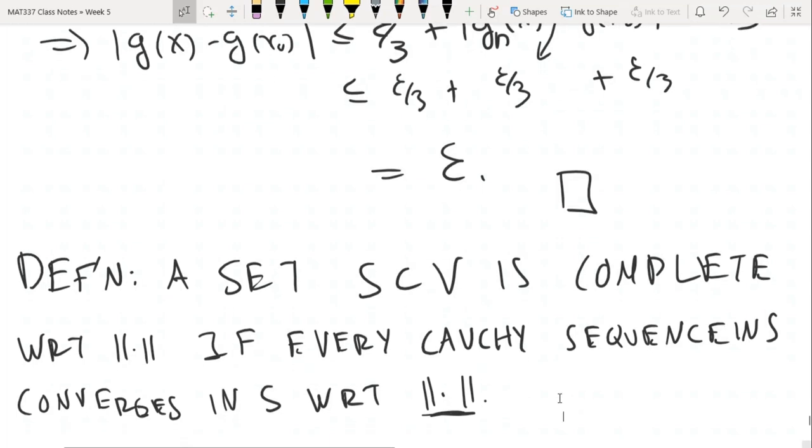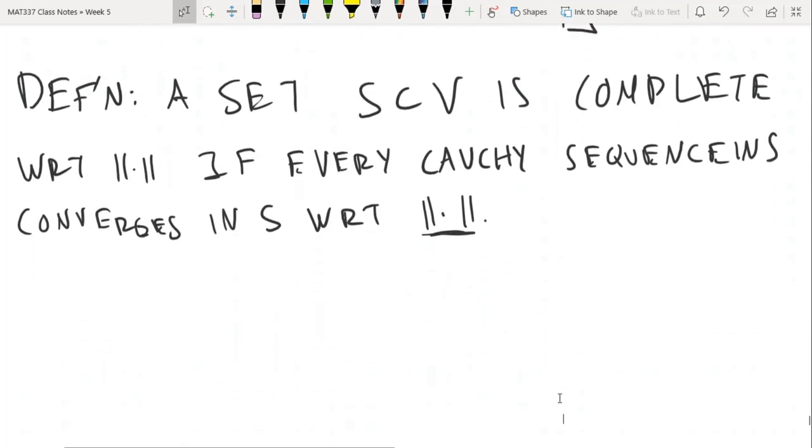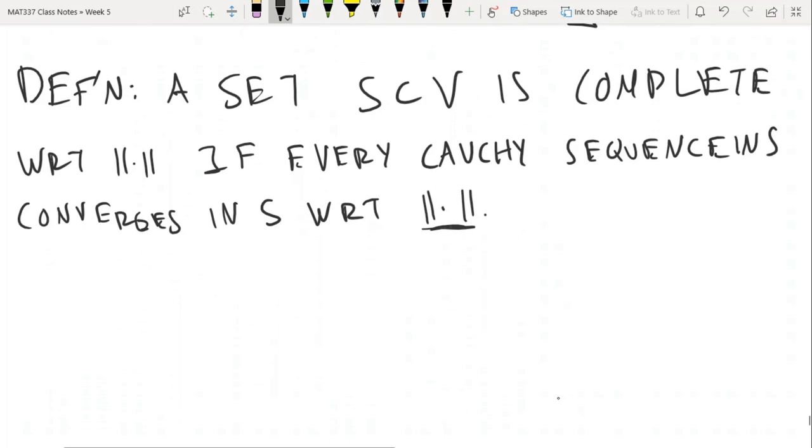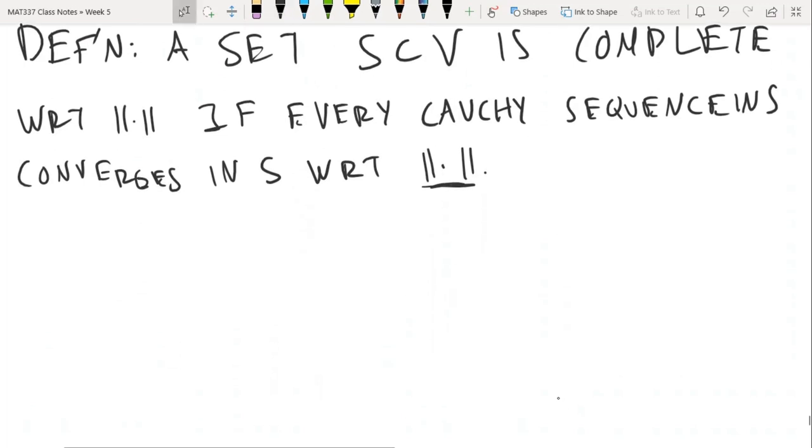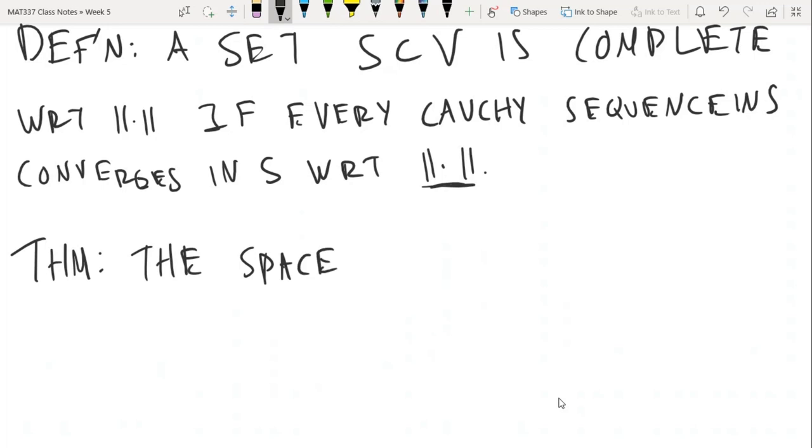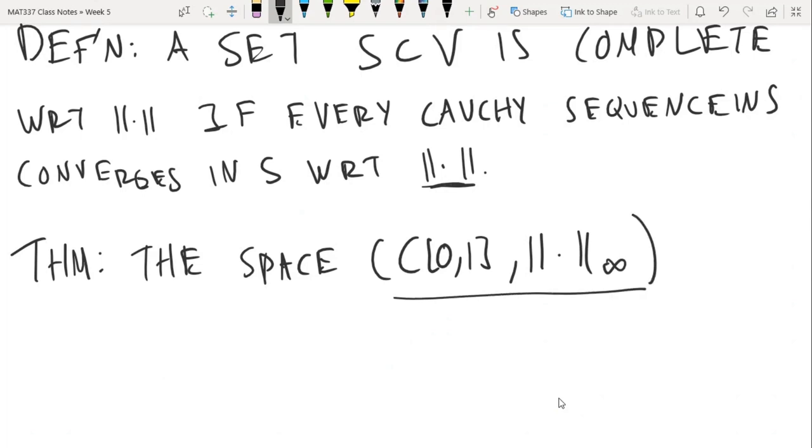So everything's the same. Just wherever you see absolute value, put the norm. So chapter 2 is identical up to this change. Okay, so then we have a beautiful theorem. The space of continuous functions, the normed space, the space C[0,1] equipped with the sup norm is complete.